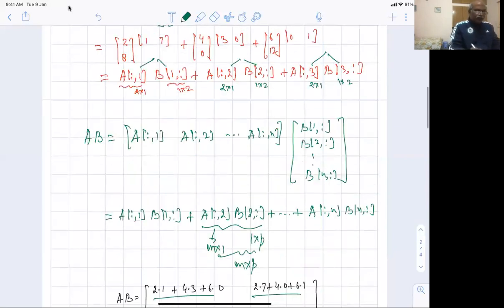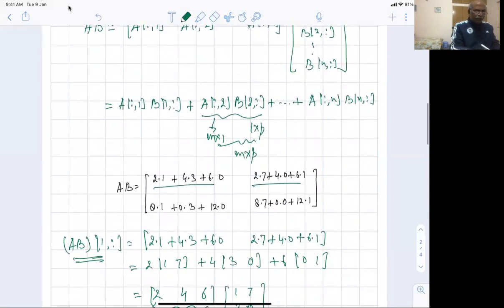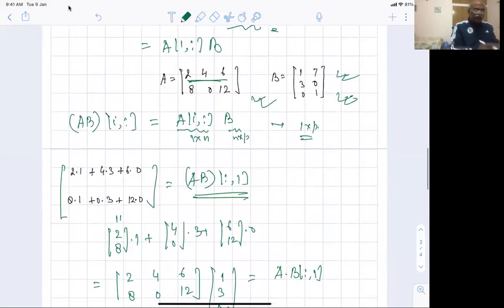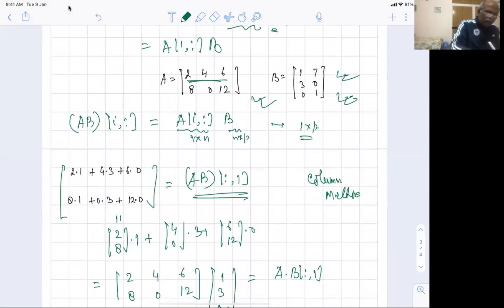Fine. Here I'm trying to get the rows of the matrix AB, so it is called the row method. Here I'm trying to get the columns of the matrix, so this is called the column method. All right. So these are the 4 ways of matrix multiplication.